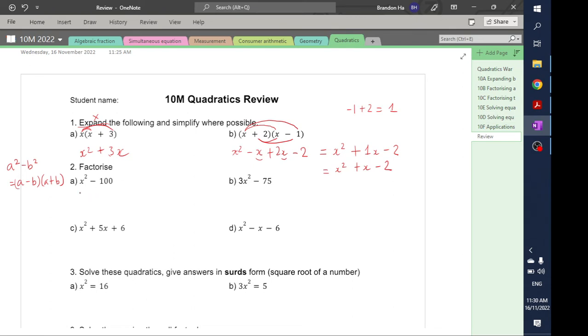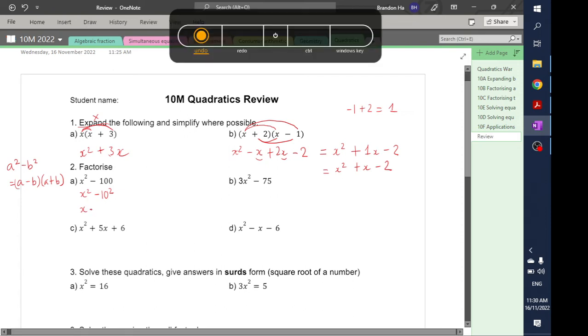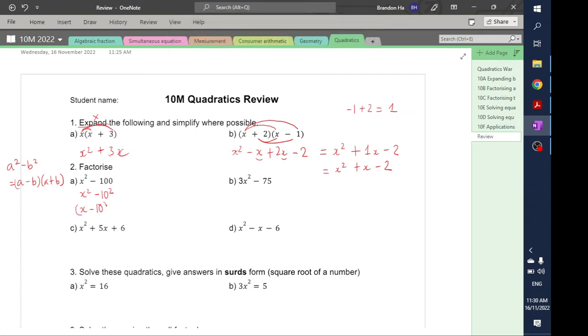So what I have here is x squared minus 100, and 100 is just 10 squared, so we write 10 squared, and then we get x minus 10 times x plus 10. Alright, don't forget the equal sign.